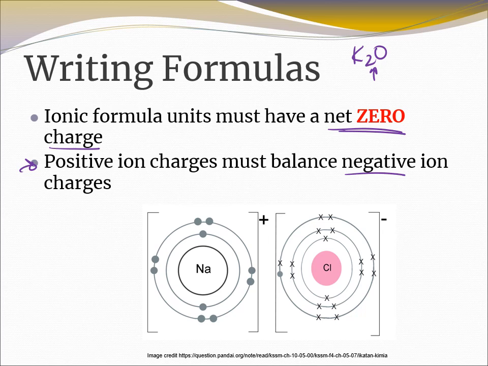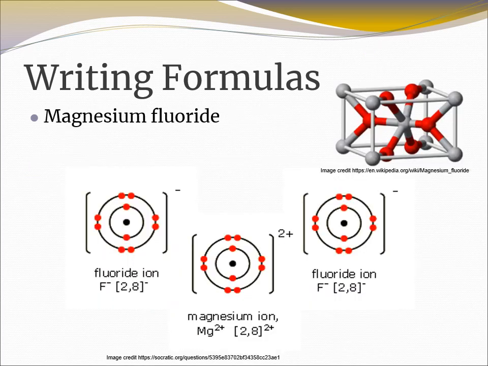That's easy for some compounds like sodium chloride. Sodium has a charge of +1, chloride has a charge of -1. +1 -1 balances out to 0. We have that net charge of 0. So our formula for sodium chloride would just be 1 Na and 1 Cl. But sometimes those charges are a little bit different.